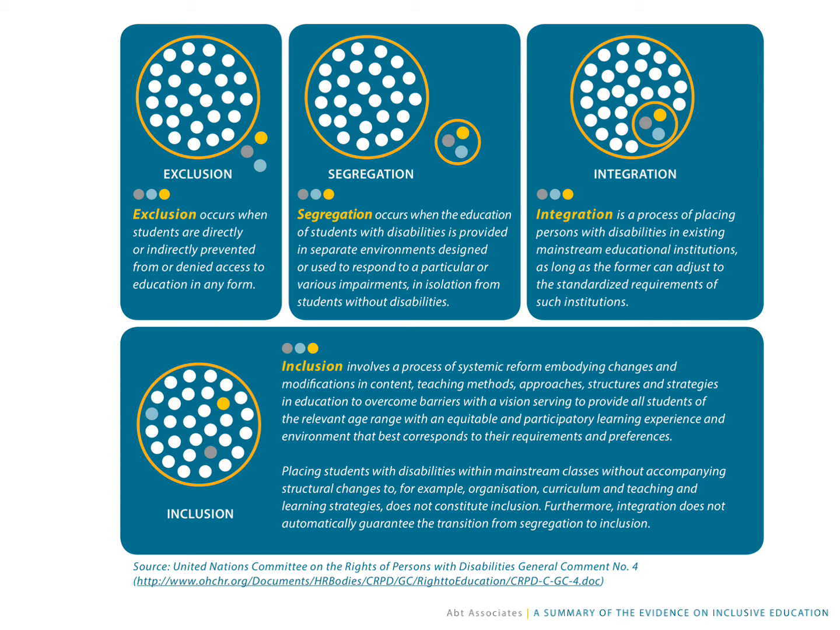This is a fantastic graphic put together by ABT Associates explaining the relationship between exclusion and inclusion. While these definitions are tailored to education, they can be applied to any organization or activity. Exclusion is when anyone is directly or indirectly prevented from or denied access to an organization or activity. Segregation occurs when an activity or initiative is provided in a separate environment for some people. Integration is the process of placing individuals into the mainstream organization without designating specific activities to aid with adjustment. Inclusion is a process of system reform to overcome existing barriers to provide an equitable environment for all. Again, inclusion is an active process.